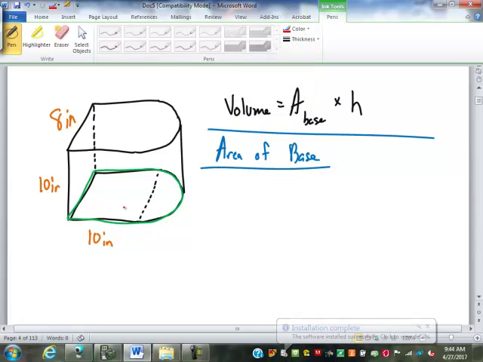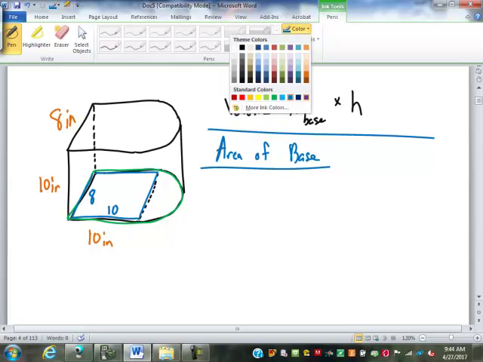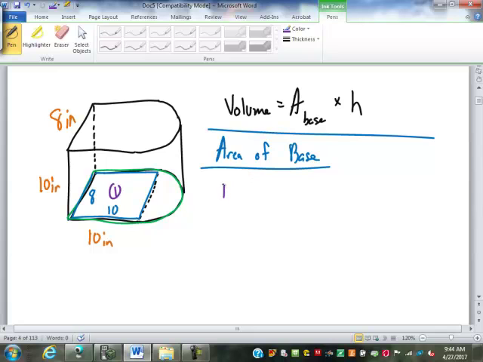So we're looking at the base down here. We're going to divide that up into two shapes. This is a rectangle that is 8 inches here by 10 inches here. That's piece one. So 8 inches by 10 inches. That's an area of 80 square inches. But we still have this piece on the base yet. What shape is that? Half a circle.